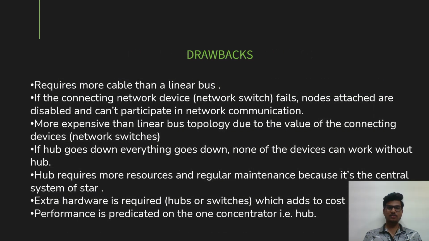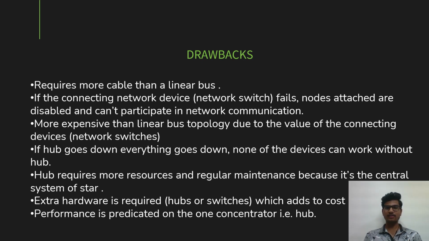Coming to some of the drawbacks of the star topology, the first drawback is it requires more cable than a linear bus. A linear bus is a structure in which there is a single bus to which many nodes are connected, through which information is transferred to each and every node. If the connecting network device or the network switch fails, the attached nodes are disabled and can't participate in the network communication. It is also more expensive than the linear bus topology due to the cost of connecting devices.